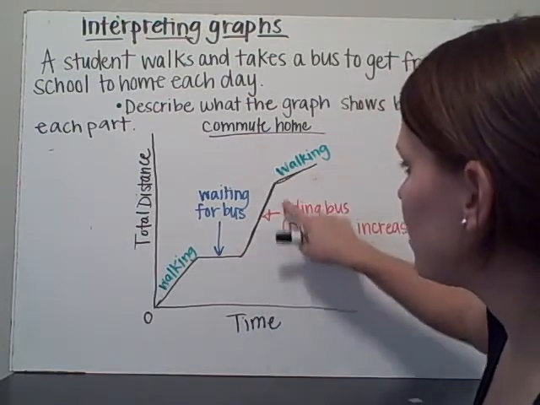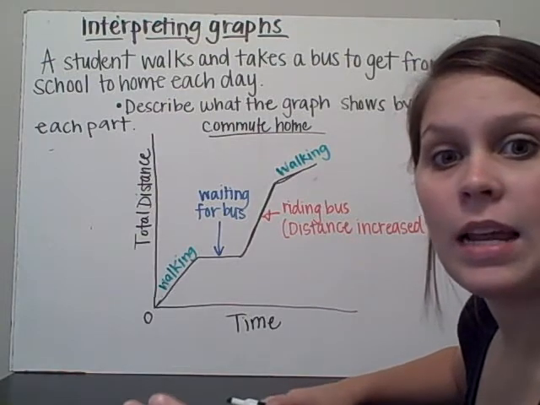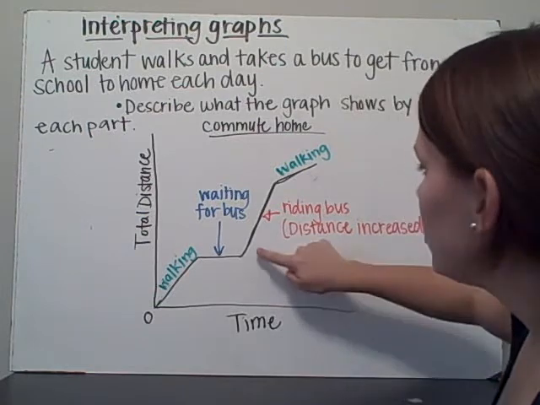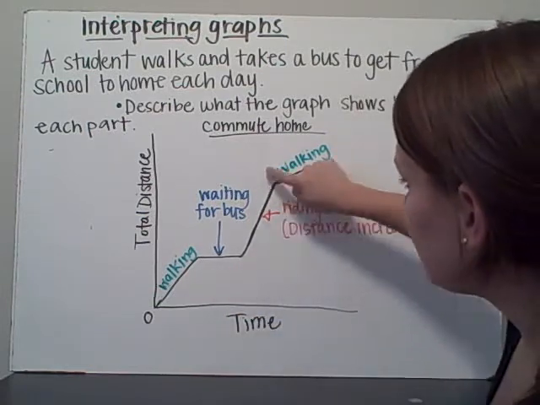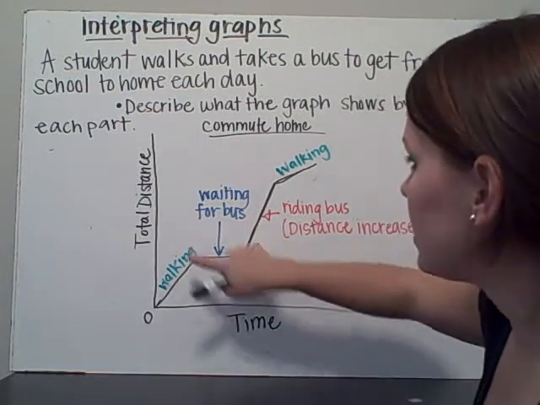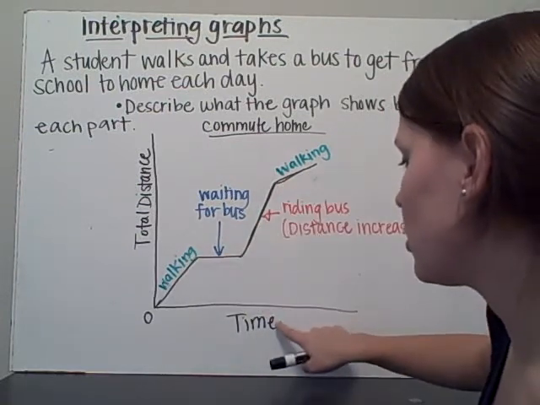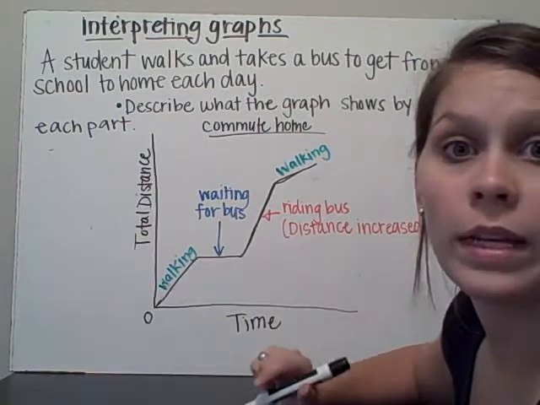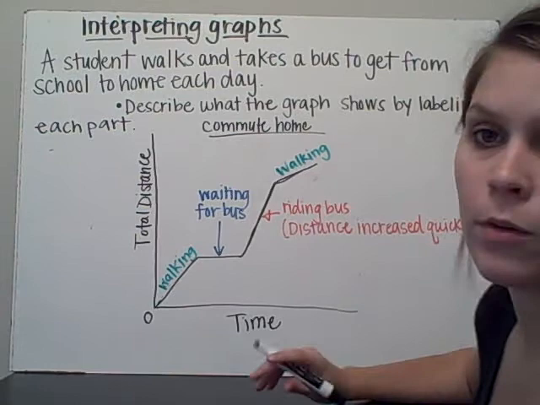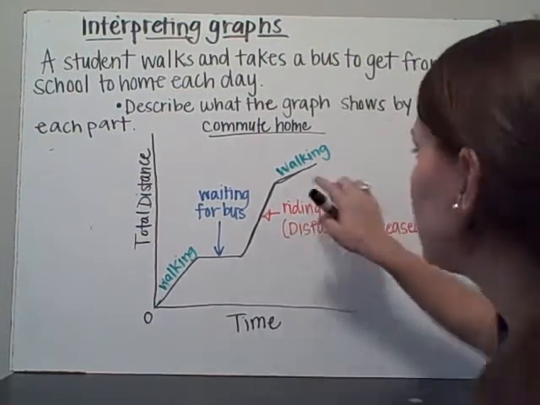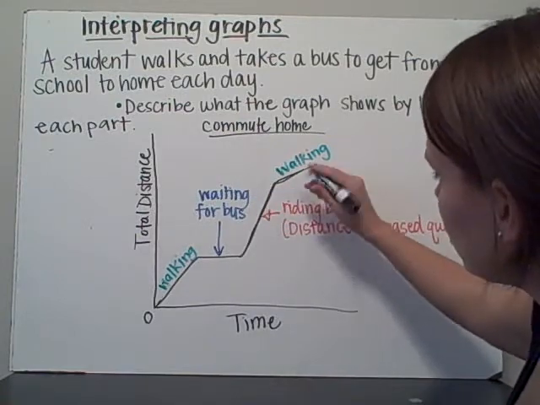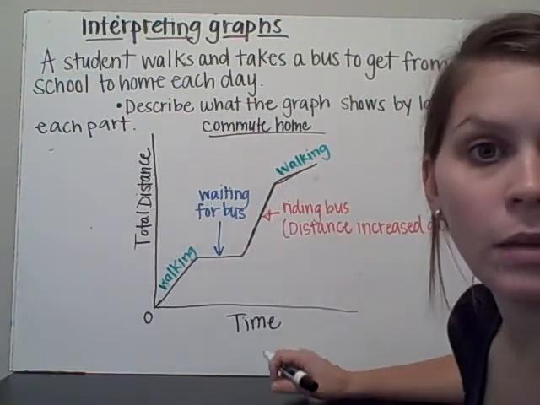Well, this represents riding the bus because riding a bus you can get a lot farther in a shorter amount of time than walking. So you're going to have a steeper line for where you're riding the bus because the total distance increased faster over time than walking does. Then the more shallow line is her walking from the bus stop home because it's still increasing her total distance that she's traveled, but it took a little more time than riding the bus would.